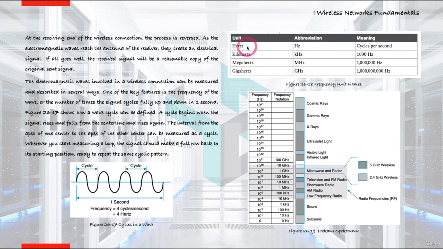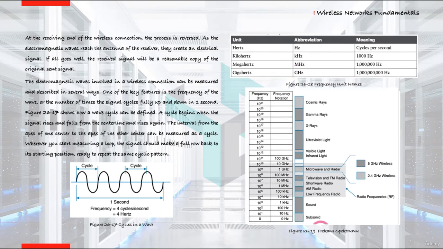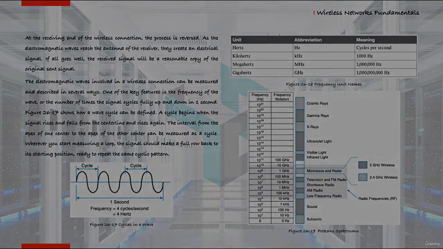In the table here you can see the values in radio frequency: hertz, kilohertz, megahertz, gigahertz. 1000 Hz makes 1 kHz, 1 million Hz is 1 MHz, 1 billion Hz is 1 GHz. In this table, you can see the frequency spectrums of radio frequencies. We use the 5 GHz and 2.4 GHz bands in our wireless networks.